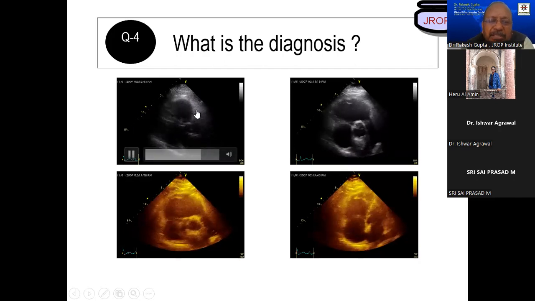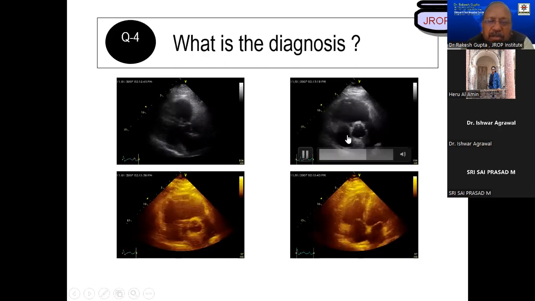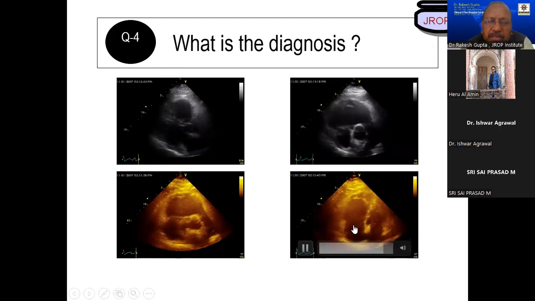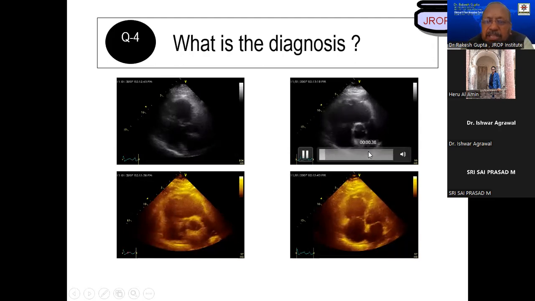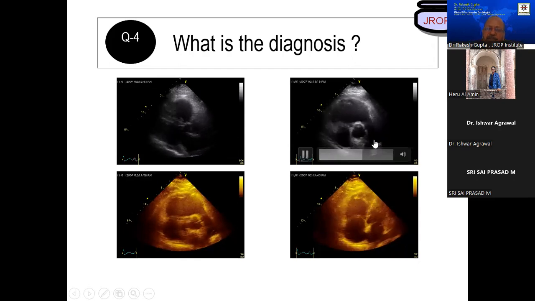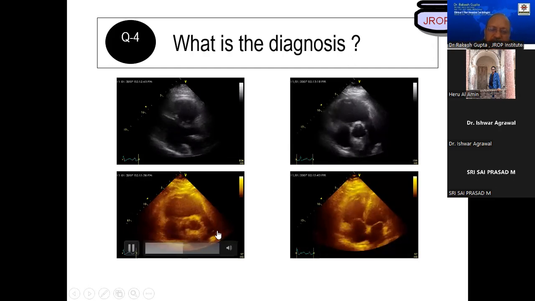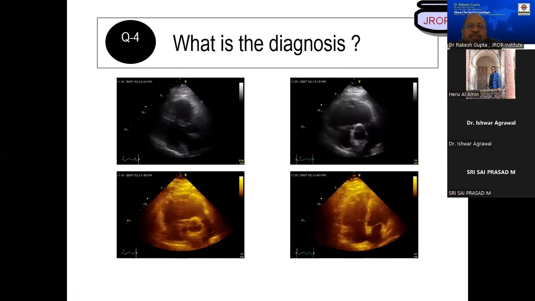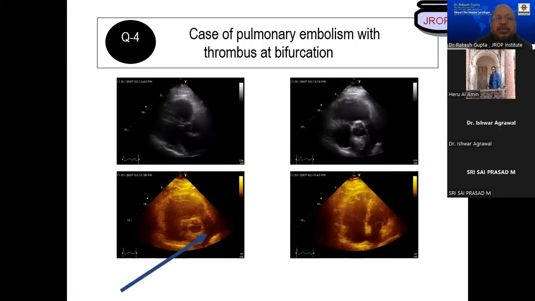What is the diagnosis in this patient? In the short axis window, there is a thrombus which is sitting at the pulmonary artery bifurcation. It's not seen over here some of the time, but here is the thrombus sitting over here, in a patient presenting with acute raised pulmonary artery pressure.